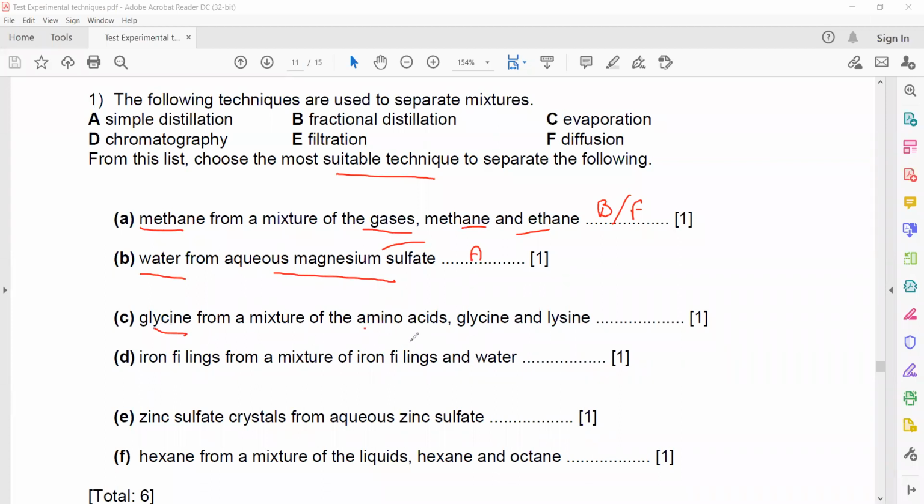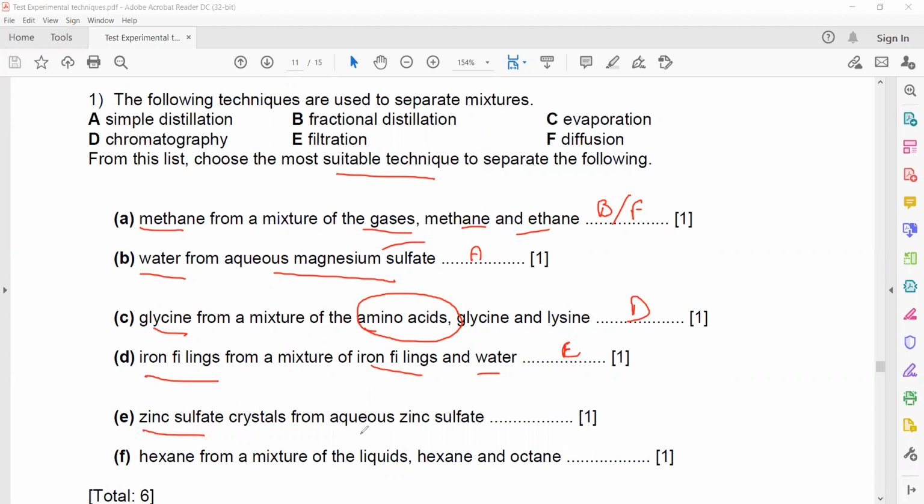Glycine from a mixture of amino acids. Amino acids are colorless. Amino acids, colors, dyes, ink, we use chromatography for them all. That's why D is the right answer. Iron filings from a mixture of iron filings and water. Iron does not dissolve in water, so which technique can we use? We can use filtration, so E will be the right answer.